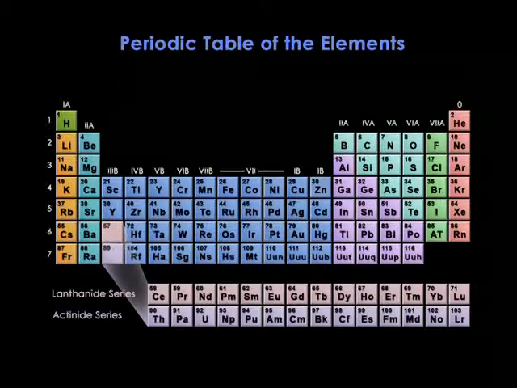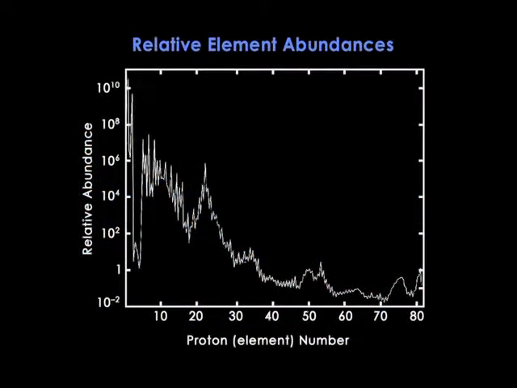Remember, the most common way to see all the elements is arrayed in the famous periodic table, all 92 of them. But to astronomers and physicists, this graph of their relative abundance is much more interesting. So the x-axis runs along the element series from hydrogen to uranium, and the y-axis shows the relative amount or abundance of each element. Now notice the y-axis is exponential and spans a huge range.